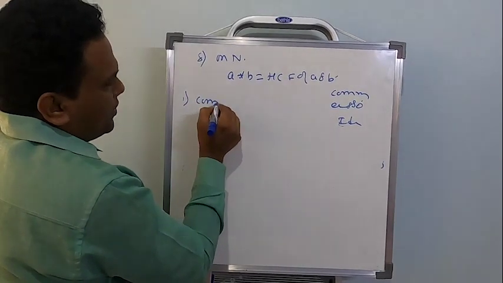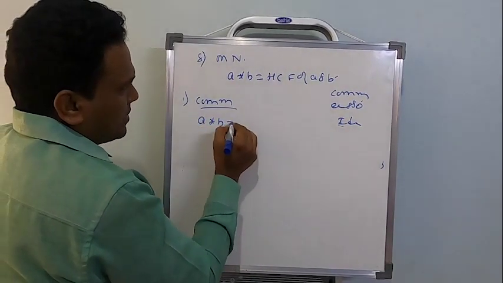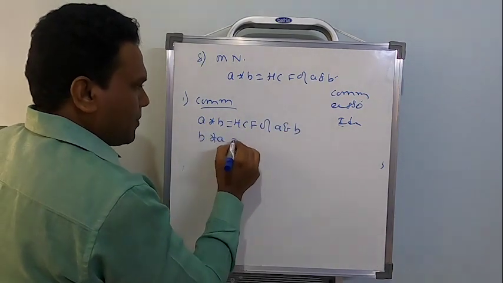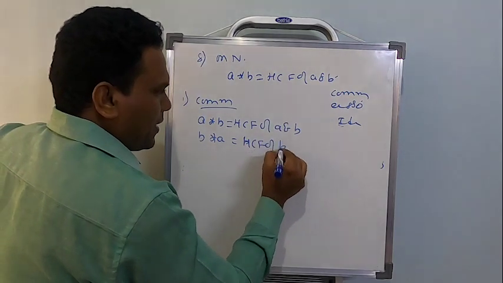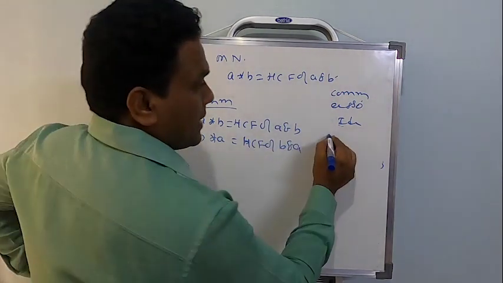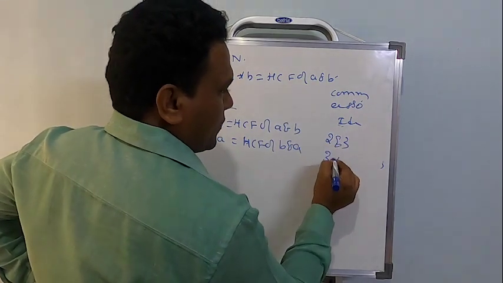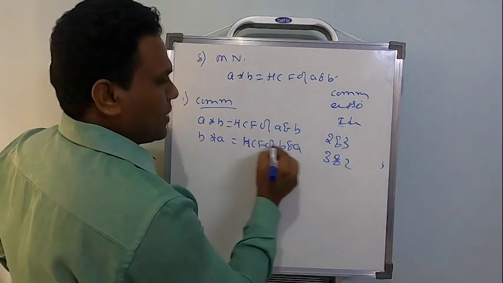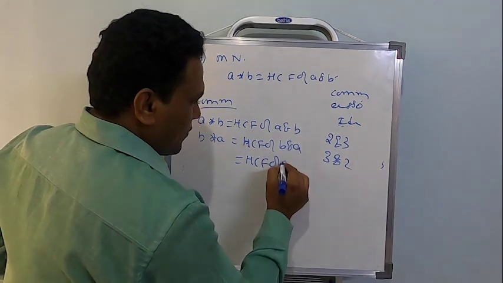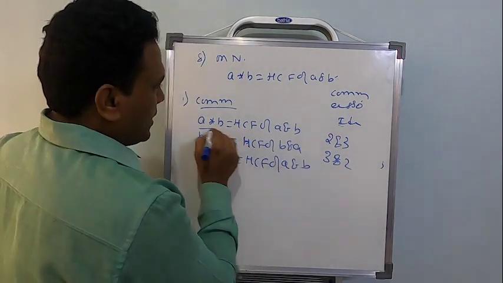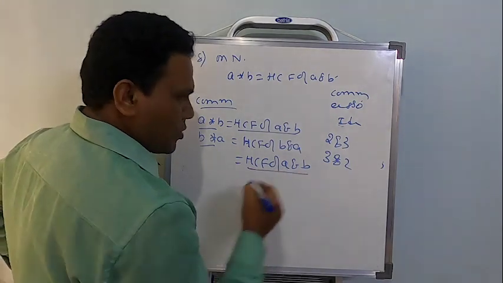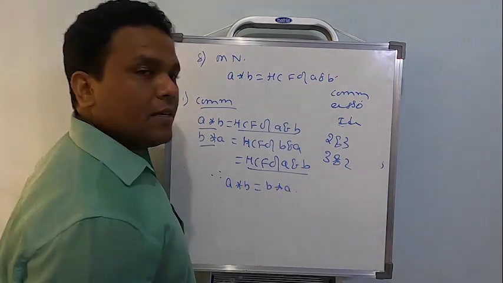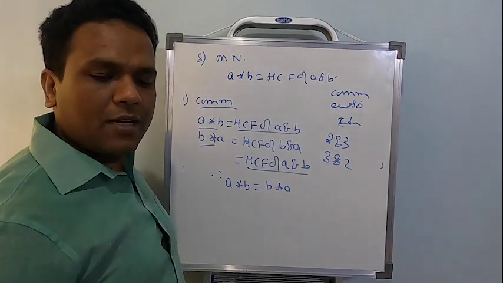So for commutative, what is A star B given as? A star B is given as HCF of A and B. What will B star A be? B star A will be HCF of B and A. You take HCF of 2 and 3 or HCF of 3 and 2, both are going to be the same, right? It doesn't matter here. HCF of B and A can also be written as HCF of A and B. So notice A star B is HCF of A and B, and B star A is also HCF of A and B. Therefore, A star B equals B star A. Therefore, star is going to be commutative.